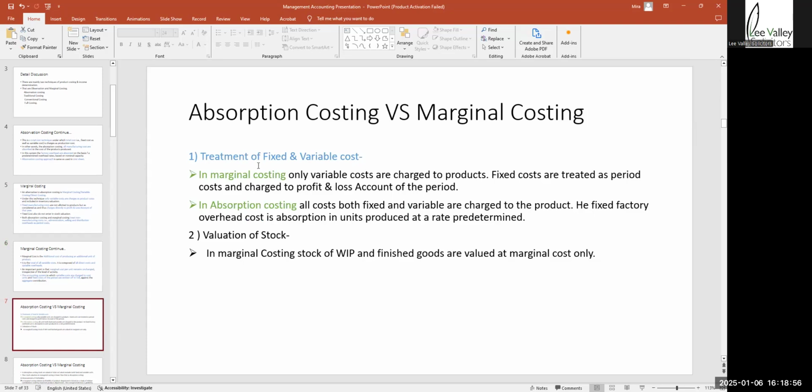Now we will know about the difference between absorption costing and marginal costing. Treatment of fixed and variable cost. In marginal costing only variable costs are charged to products. Fixed costs are treated as period cost and charged to the profit and loss account of the period. In absorption costing, all costs, both fixed and variable, are charged to the product. A fixed factory overhead cost is absorbed in units produced at a predetermined rate.